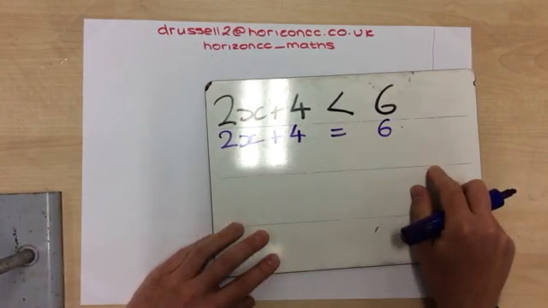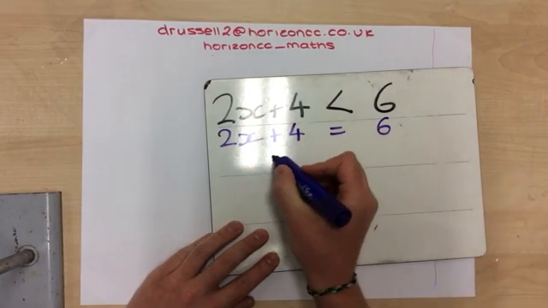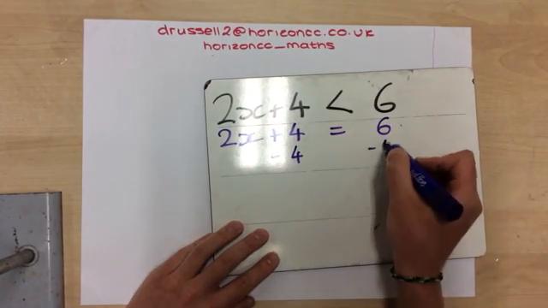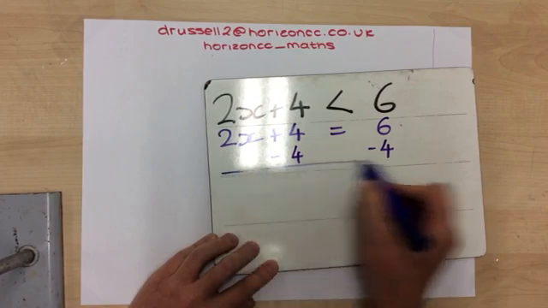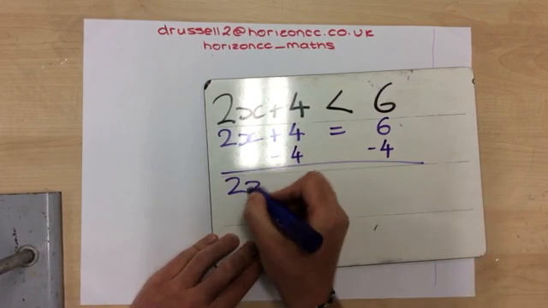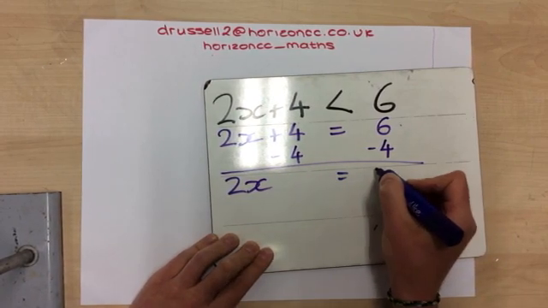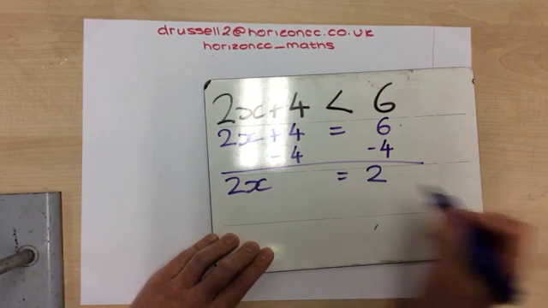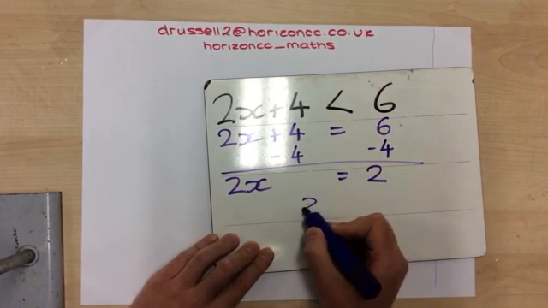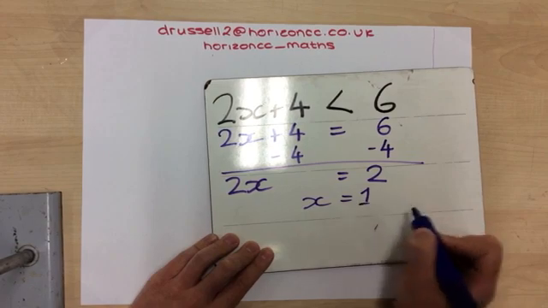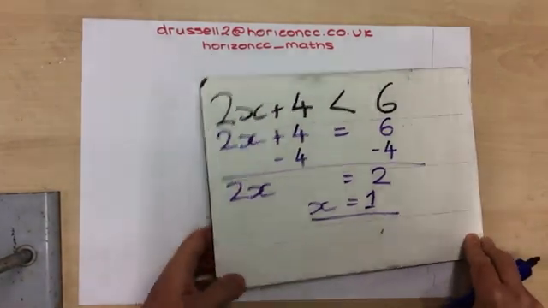Similar to when we did the simultaneous equations, I'm going to subtract 4 from both sides. Once I do that, I will be left with 2x on the left-hand side. I'll be left with 2 on the right-hand side. If 2x equals 2, then x equals 1. And there, we have solved it.